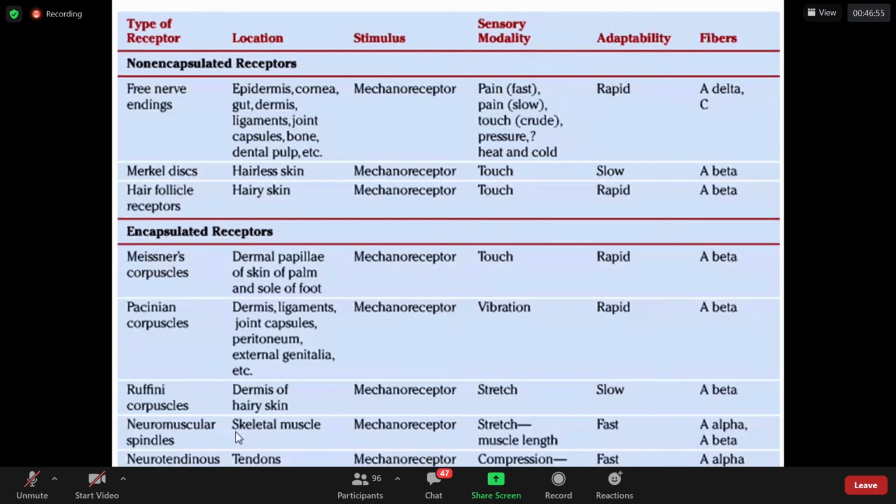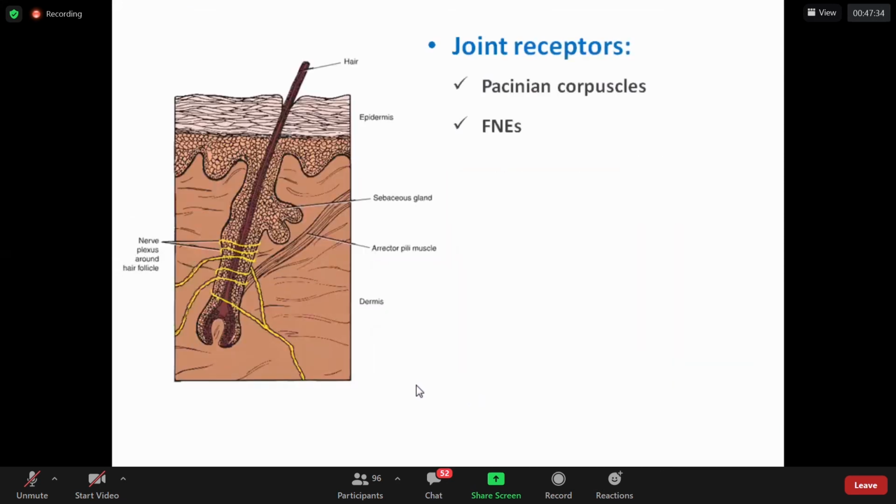And neuromuscular spindles have a sensory modality that responds to stretch, that is muscle length, and change in rate of muscle length. And the neurotendinous organs respond to compression, that is muscle tension. What are these changes? Muscle length and change in the rate of muscle length are responded to by the neuromuscular spindles. Compression or tension is recognized by the neurotendinous spindles. Now let us come to these things one by one. Neuromuscular spindles first, then the neurotendinous spindles.